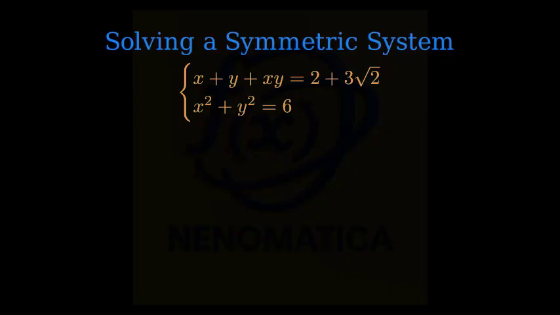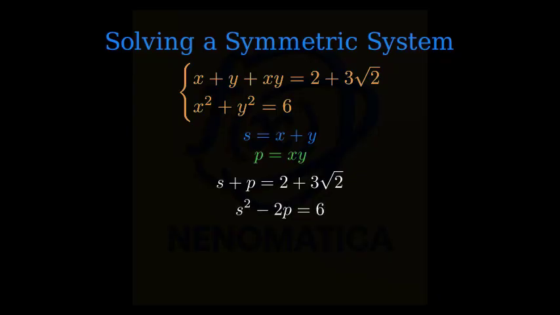Because the equations are symmetric in x and y, we introduce two helpers, s equals x plus y and p equals xy. This lets us compress the system using identities. First equation becomes s plus p equals 2 plus 3 root 2. For the second, recall that x squared plus y squared equals s squared minus 2p. So we have s squared minus 2p equals 6.